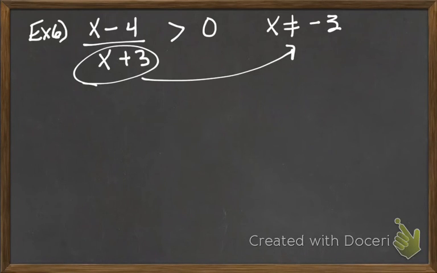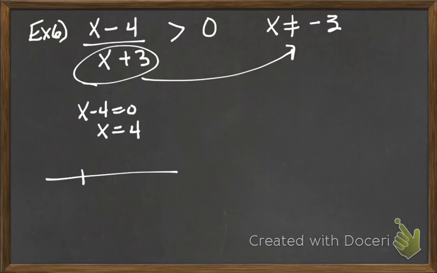Okay? Then you're going to kind of just ignore the x plus 3, and you're going to pretend that the problem just says x minus 4 is greater than 0. Okay? And then you'll just take the x minus 4, and you'll set that equal to 0, and you'll get x is equal to 4. So the two numbers that are going to go on your number line are going to be -3 and 4. Okay. Negative 3 is open because it is an excluded value.